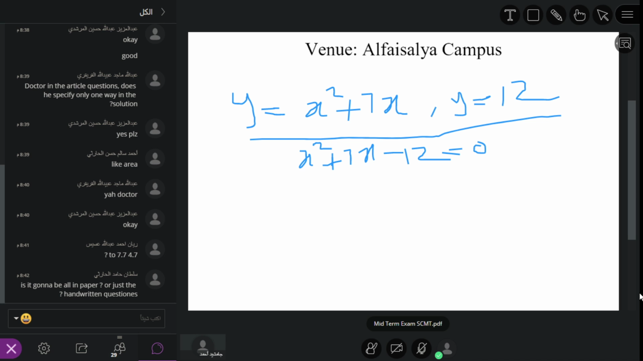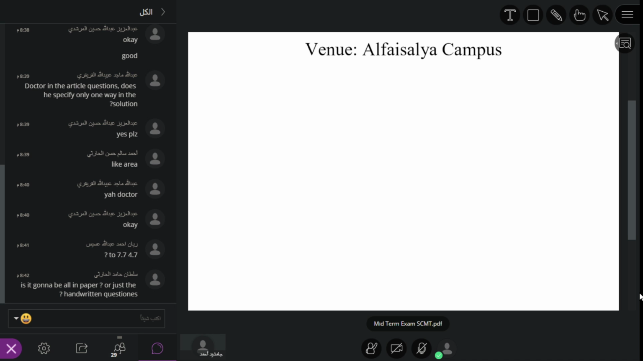It is minus or plus, no problem. You can see here it is minus x square minus 7x. I just change it because I want to make here x square plus 7x. This is one curve, and the second is y is equal to minus 12. This is the second curve.